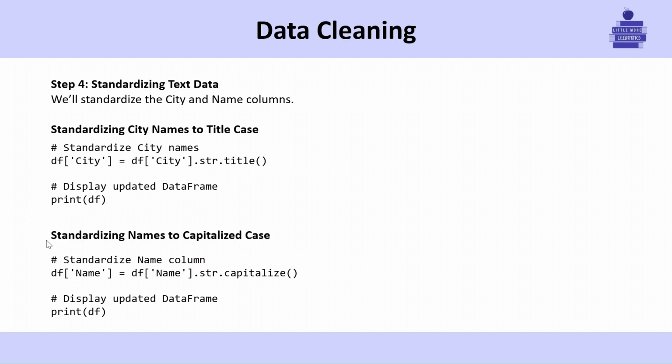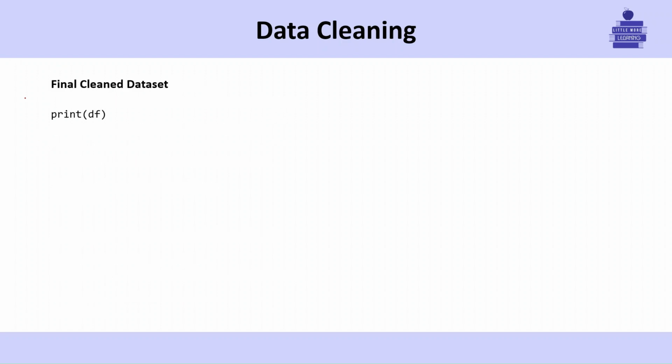Then comes standardizing text data. We are standardizing city names to title case, and we are standardizing the name to capitalized case. That's how we make sure that our columns look more readable and consistent while we are analyzing the data. Next, this statement will print your final dataset that is clean, transformed, and standardized.